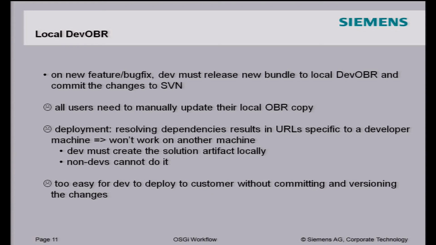There is another issue with this, and that's that implies deployment. Because all the links that you have to the dependencies in the DevOBR are local to your machine, the result of the dependency resolving process will contain URLs that are something like file, colon, slash and so on. So they are local to your developer machine, meaning that it gets very hard once you commit these results of the resolving. It gets very hard to make that run on another machine, on the continuous integration server or any other dev machine.